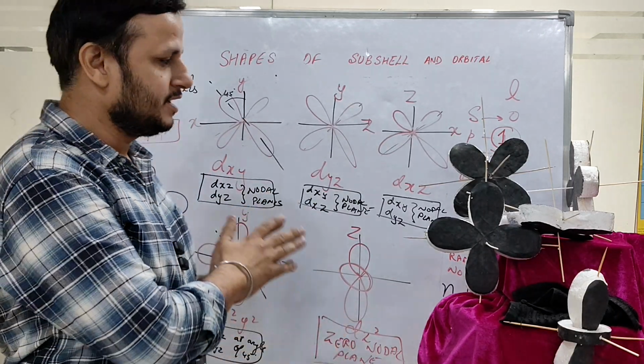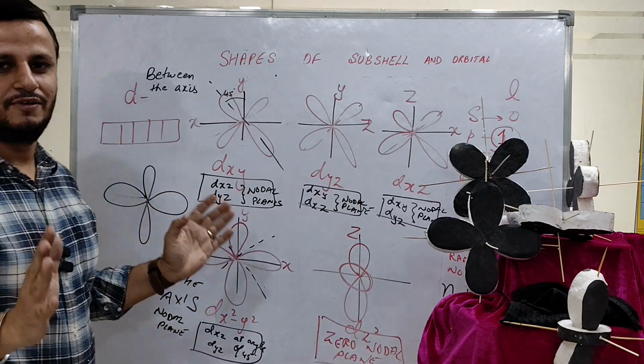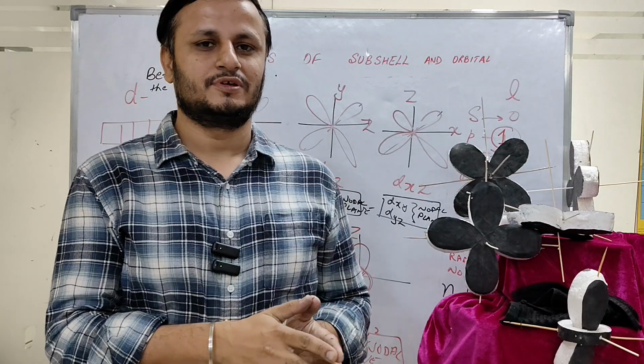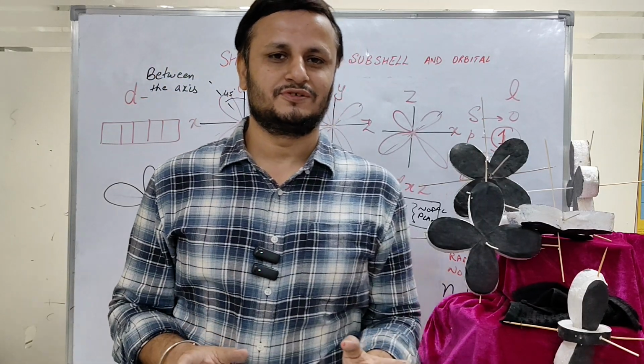So this is s, p, d. We have completed their shape and their nodal planes, and f is not part of the syllabus.